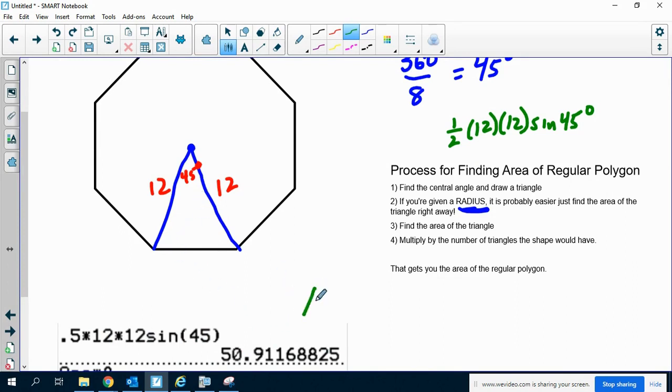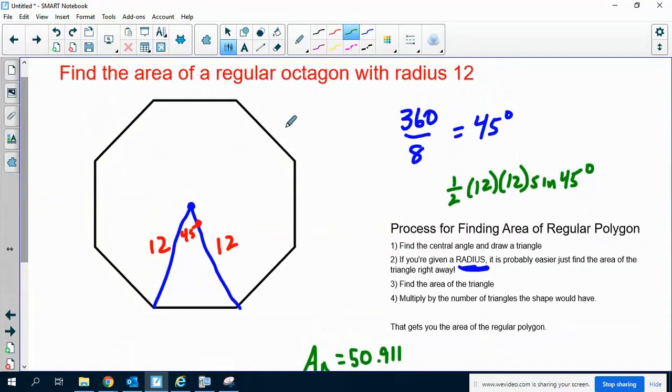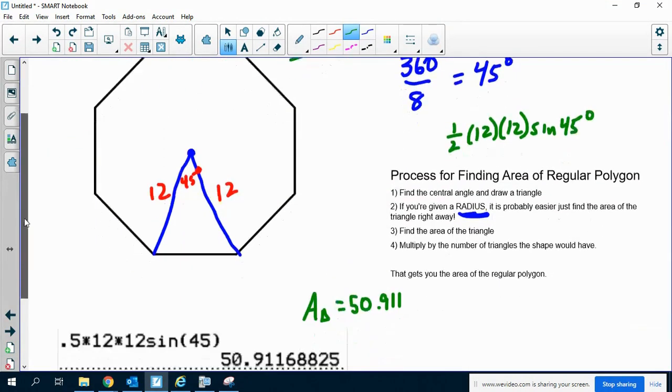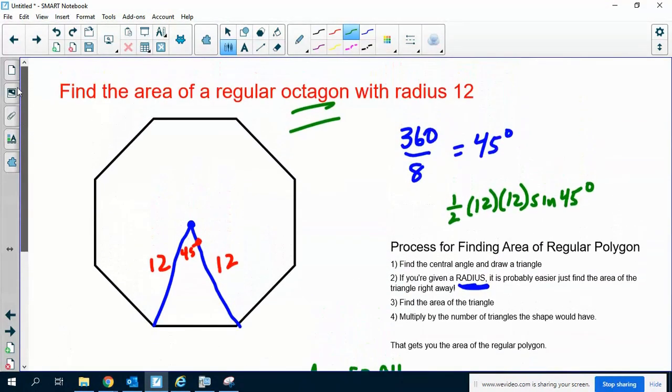So the area of one triangle in this problem is 50.911. Then I take that and multiply it by 8 because it's an octagon and there are 8 sides. And I end up with the area of the octagon is 407.294 units squared.